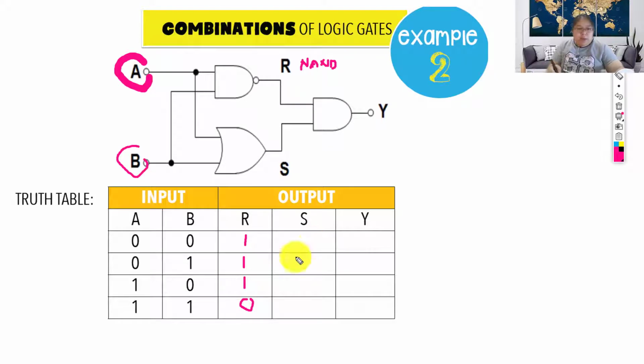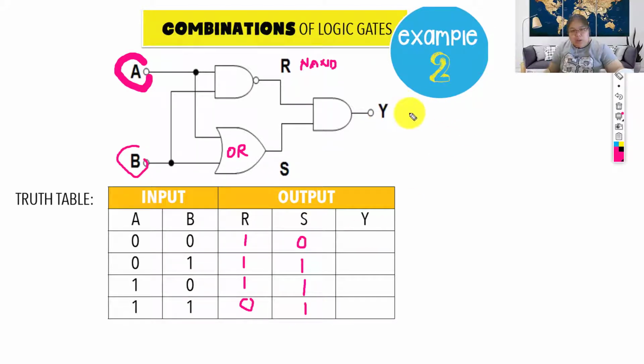Now we check S. Does S come from R? No, not related to R. B goes straight to S, and A also goes to S, so it is from A and B. S is an OR gate. OR gate means either one is 1, then the output must be 1. So this one is S.